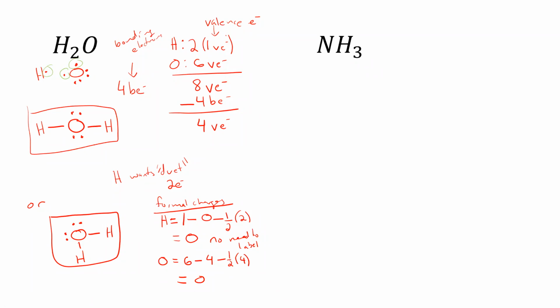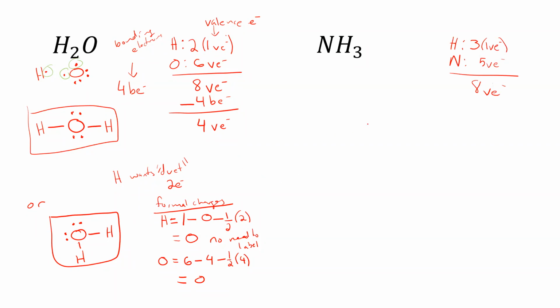Now, we can do the same thing for ammonia. For ammonia, the number of valence electrons we get from hydrogen is 3 hydrogens times 1 valence electron each. And then we have 1 nitrogen, which has 5 valence electrons, for a total of 8 valence electrons. Now, you're not always going to get 8, but these are ones that are similar to each other. That's why we're looking at them: water, ammonia, and methane eventually.